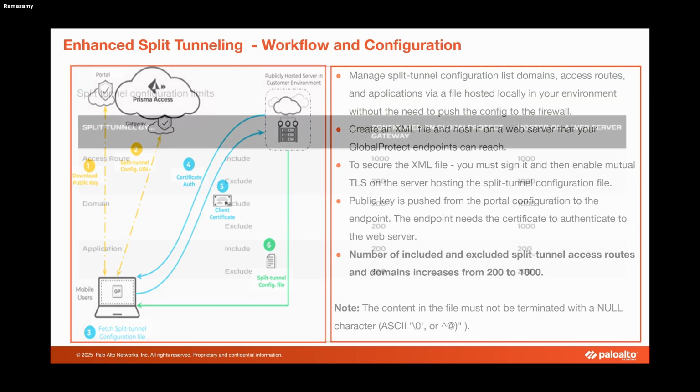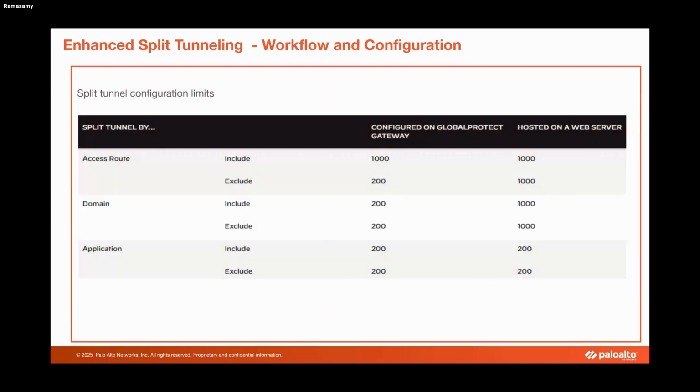We have a screenshot of a table which shows the split tunnel configuration limits when configured on the gateway versus when it is hosted on a web server. The exclude route is increased from 200 to 1000 for the access routes.